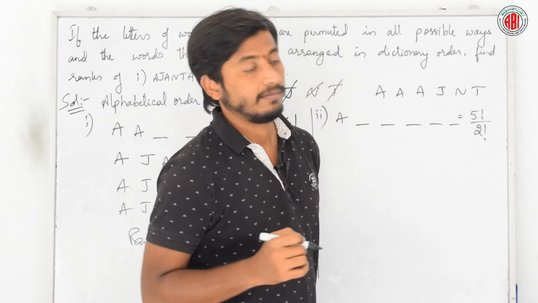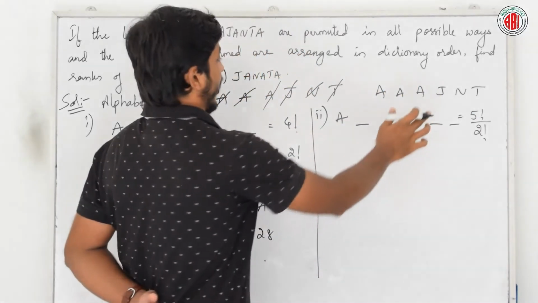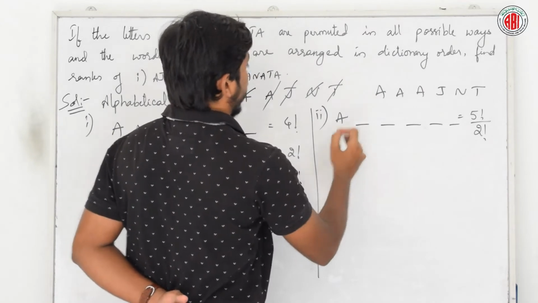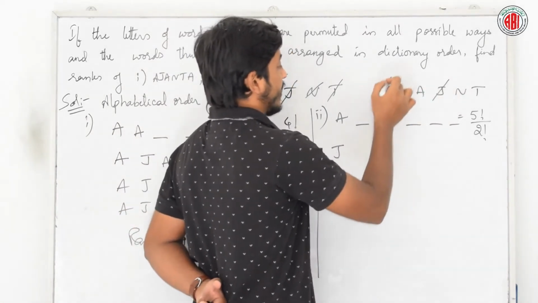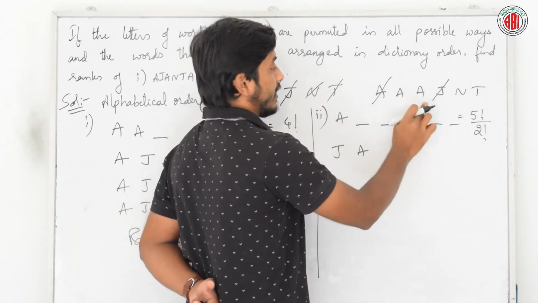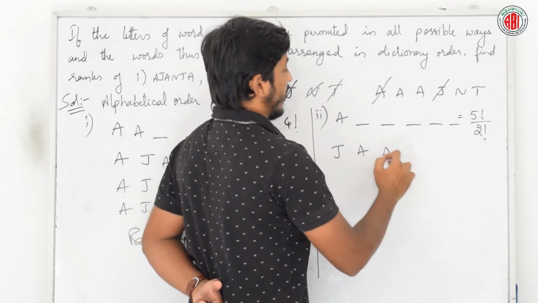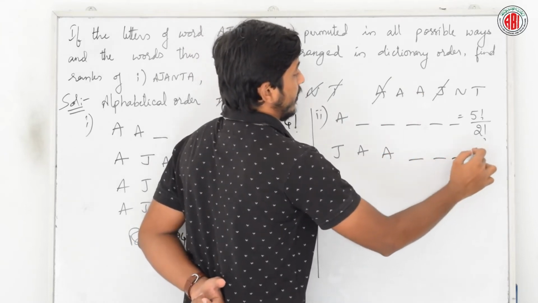Is it right? Then next, A. Again it is the same, we need not worry about that. Next it comes with a J. J is suiting. Next one more A. A is also suiting. So again next, is it A? Obviously no. So we will write one A and 3 letters.